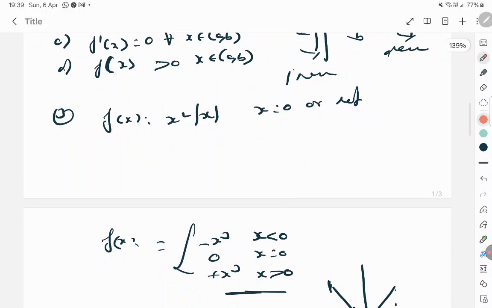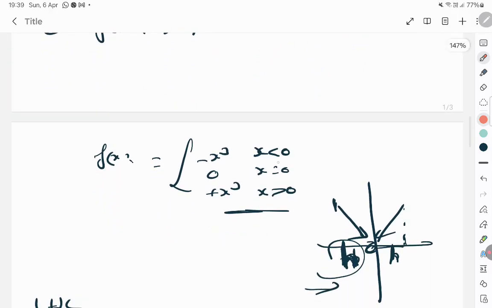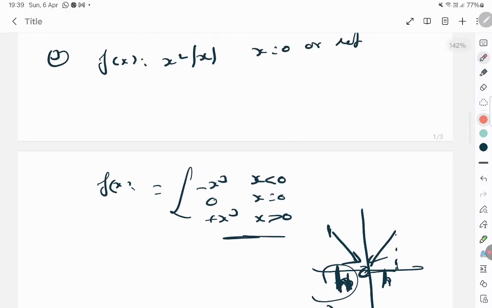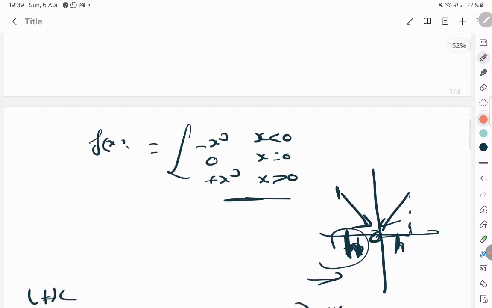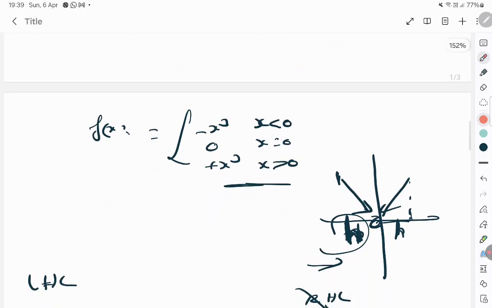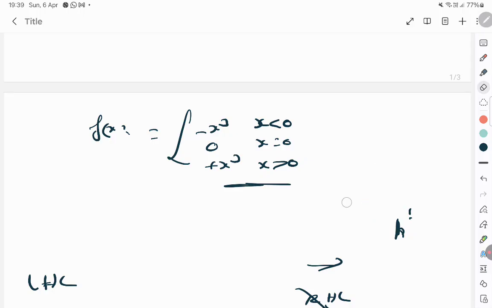f of x is equal to x square into mod x. Let's redefine this function because we have to check if it's continuous, sorry, differentiable at x equal to 0. So you're going to approach 0 from the left, less than 0 is minus x cube, greater than 0 is plus x cube, because the mod function will get redefined as minus x and plus x. So at x equal to 0 it is 0. So then you're going to approach this sum. Okay, I have to do this sum now.